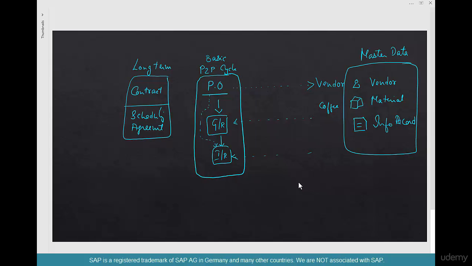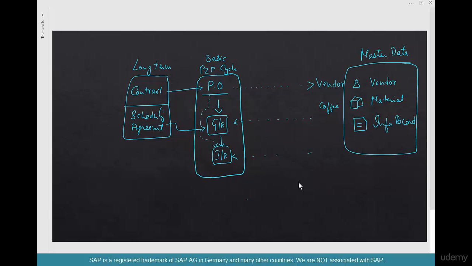And why did we enter into that agreement? Because typically vendors give better prices when we enter into long-term contracts. And based on this contract or scheduling agreement, we could create a PO. With the scheduling agreement, we could create a GR. We have seen the different types of contracts and different types of scheduling agreements.